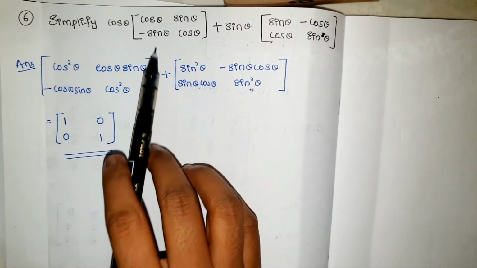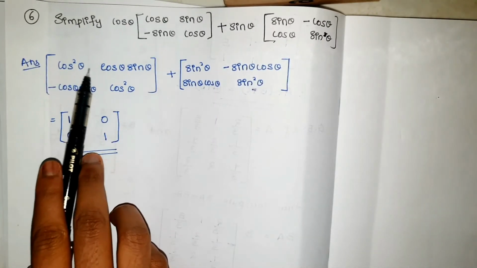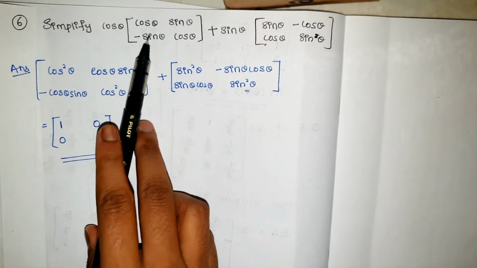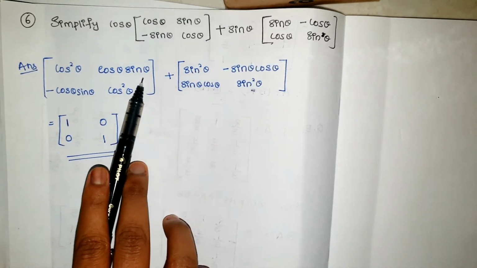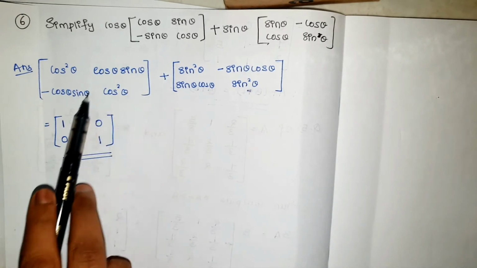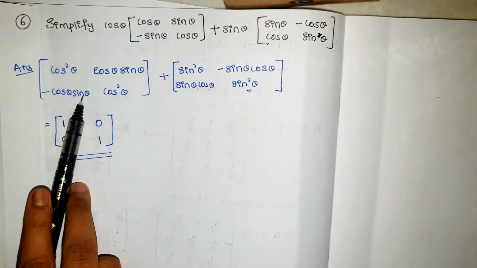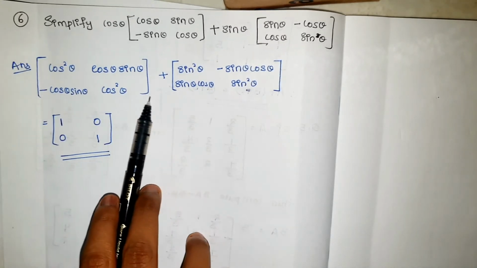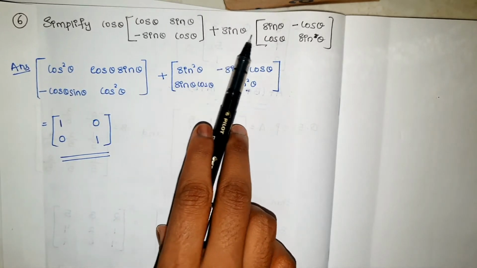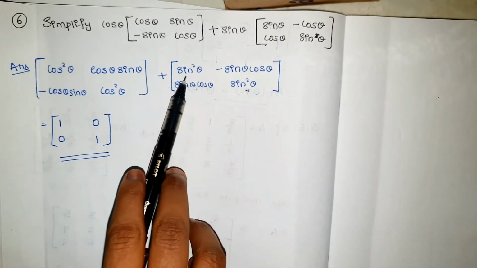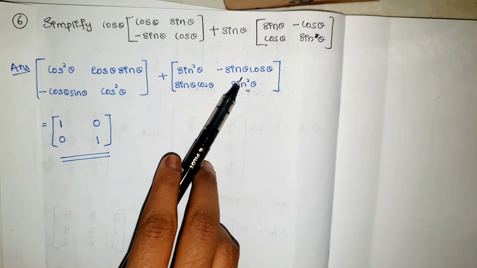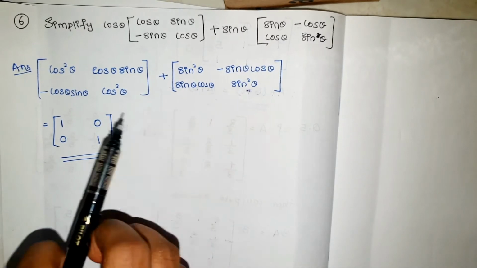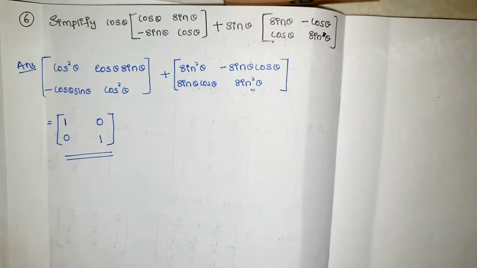So cos theta into cos theta, cos square theta. Cos theta into sin theta, cos theta sin theta. Minus sin theta into cos theta, that is minus cos theta sin theta, or minus sin theta cos theta. Cos square theta plus, I am multiplying the sin theta inside. So sin square theta, minus sin theta cos theta, sin theta cos theta, and sin square theta.